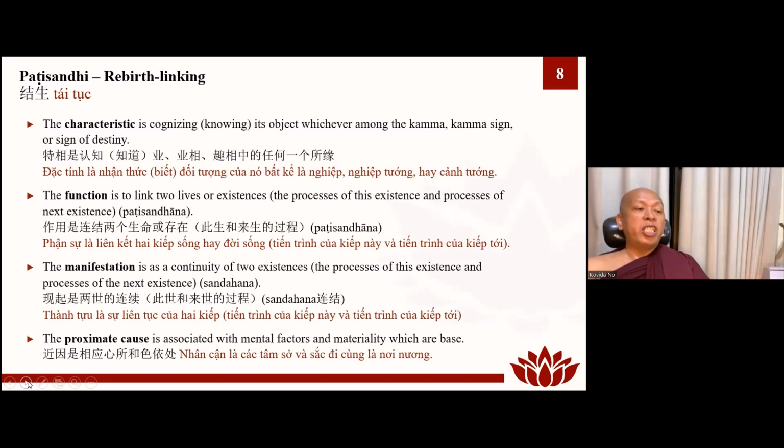The function is the link between two lives or existences. That means the process of this existence and the process of the next existence. So rebirth consciousness will link the lives. Once a person passes away, there will be rebirth consciousness. It will link to the next life.